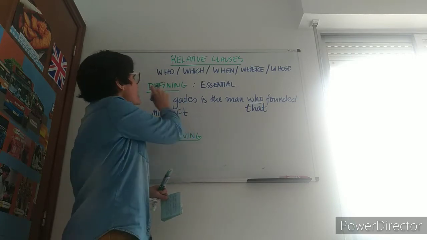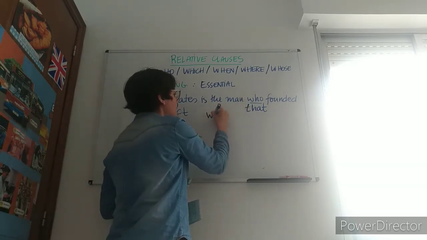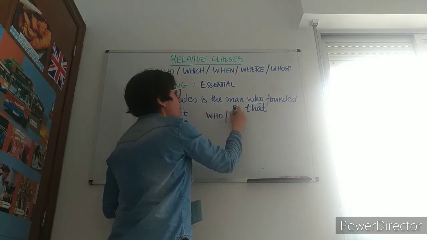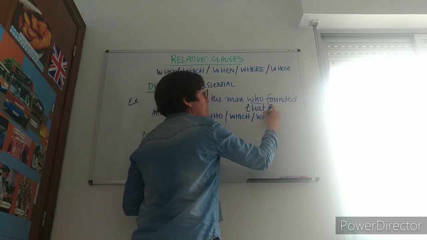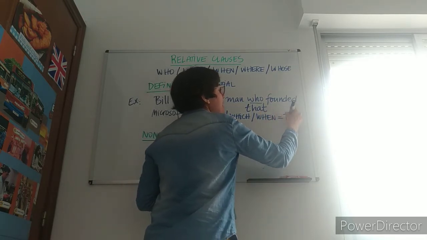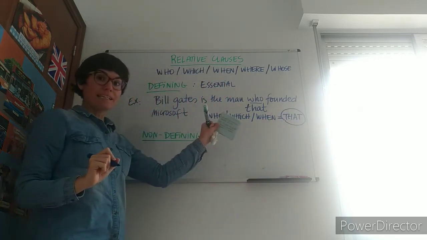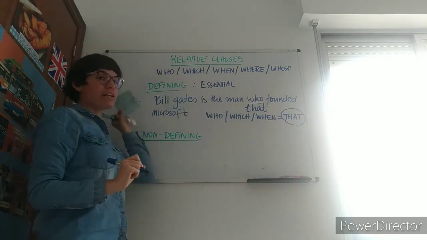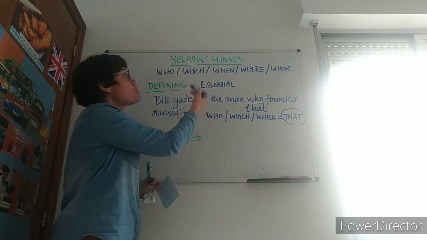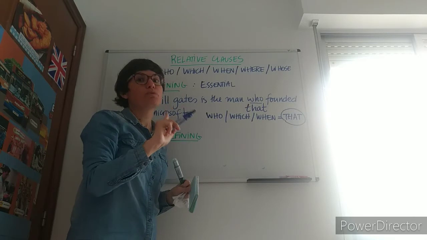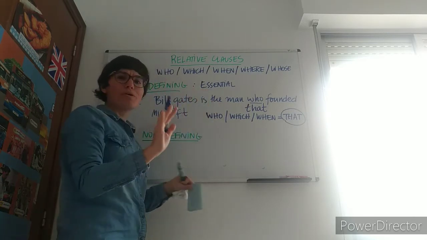Okay? So in defining relative clauses, who, which, and also when can be replaced by that. So that can only be used in defining relative clauses, okay? We can also use in defining relative clauses where or whose, but they cannot be replaced by that, okay? And it's introduced with no need of commas or anything.